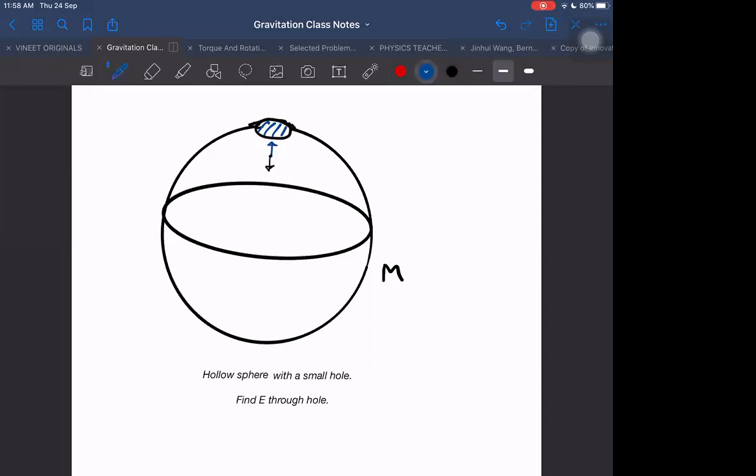These two fields will cancel or not? Net field is 0. Yes, sir. Before, it was hollow, as if the dark portion was removed. What is the hole here?